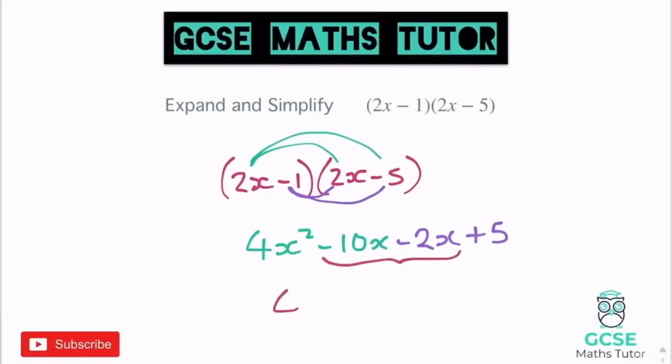Both are negative, so just be careful. We've got 4x squared, negative 10 take away 2 is negative 12, so negative 12x, and then plus 5 at the end. And that's how you expand them when we've got coefficients greater than 1 in the bracket.